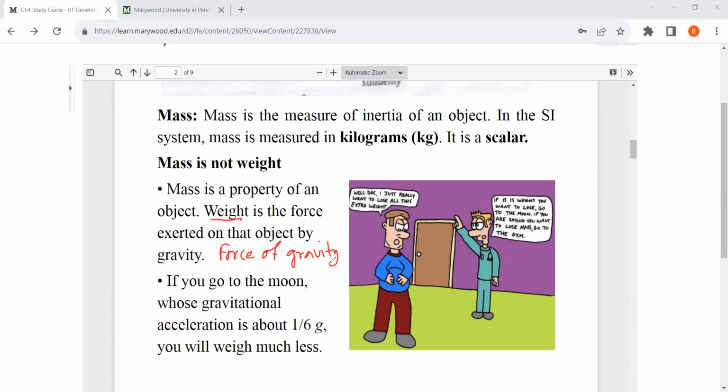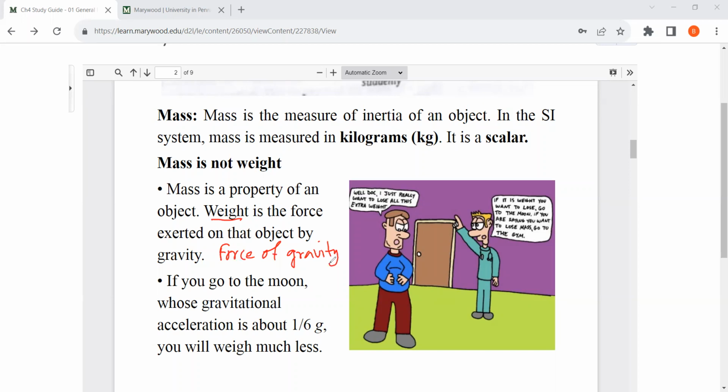Okay, or gravitational force or force of gravity. So the mass is the material content, and weight or the gravitational force is just a force. Okay, so do not confuse weight and mass. Although in everyday life we interchangeably use mass and weight.